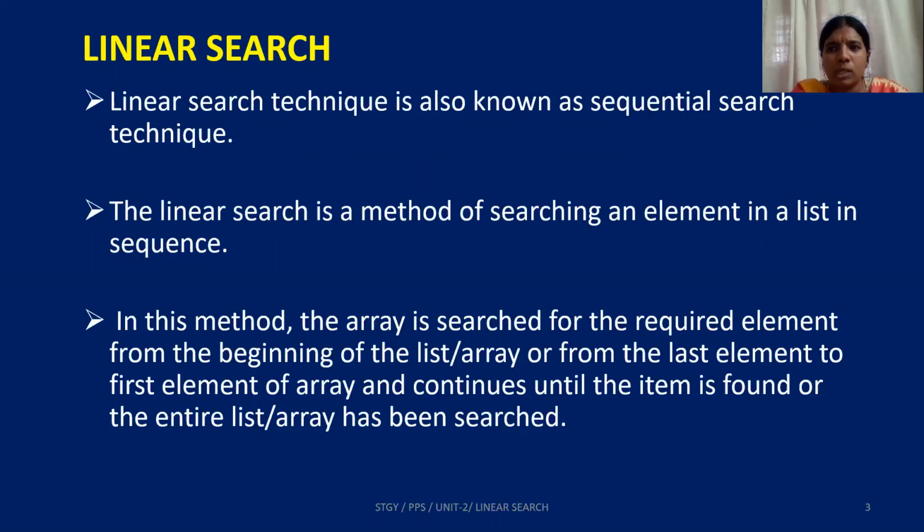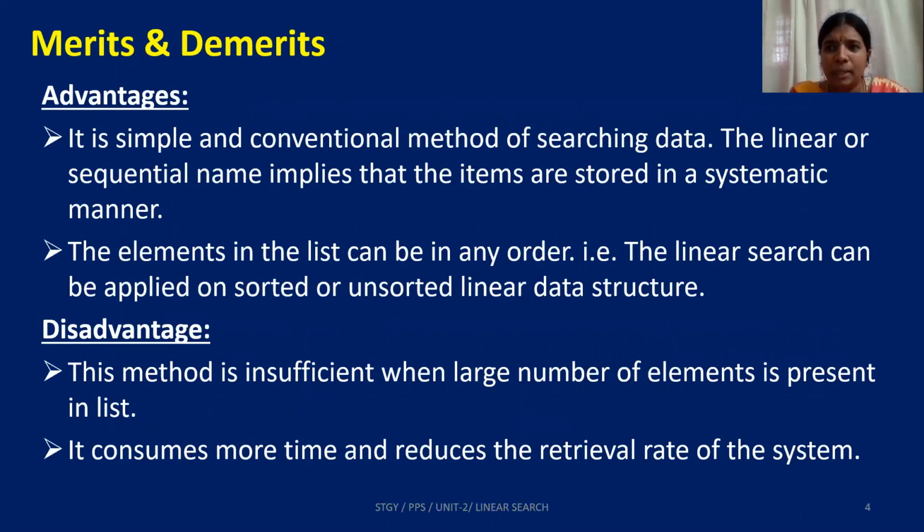So suppose I'm searching for an element called X. X is then compared with all the elements of the array or the list, starting from the first element till the last element. At any point of time, if the element is found, the index of the element is given. Otherwise, once the end of the list is reached, it returns -1.